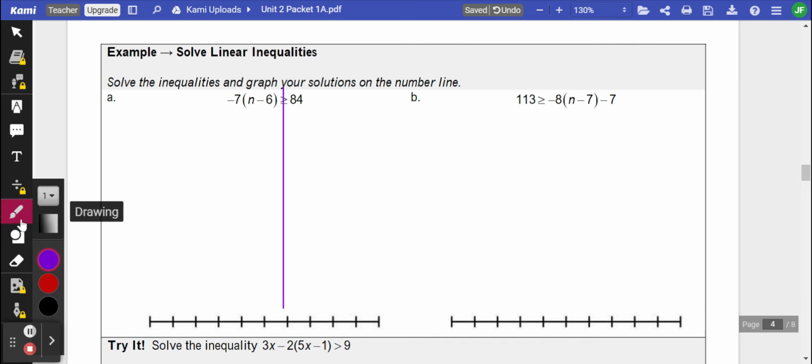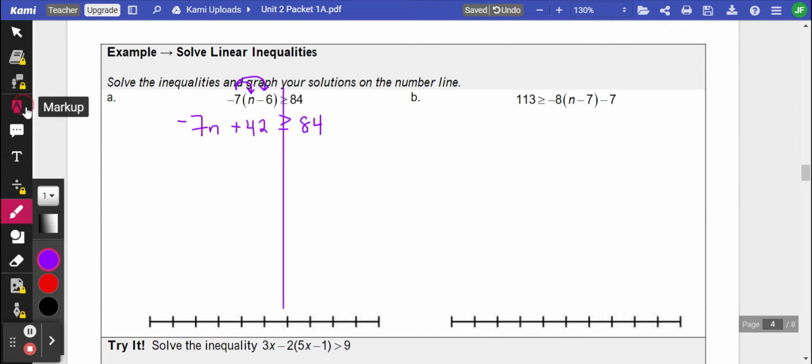So you have a couple options here. And what we showed you with your equations is if you see parentheses, we're going to distribute through our parentheses. So we're going to do negative 7 times n, which gives us negative 7n, and then negative 7 times negative 6, which gives us a positive 42. Because I'm not solving the equation yet, I don't have to worry about flipping my symbol. I'm just going to bring it down and bring down my 84.